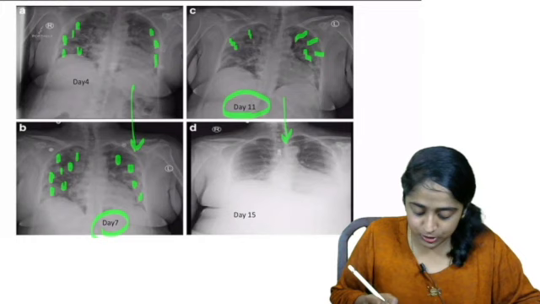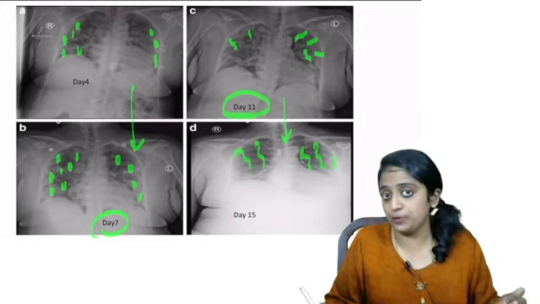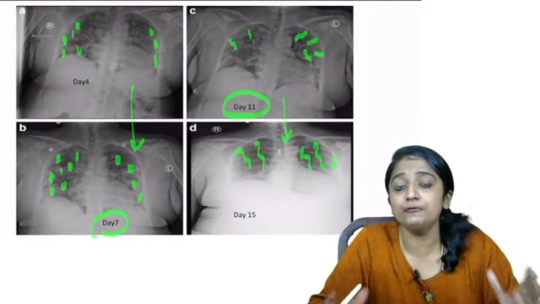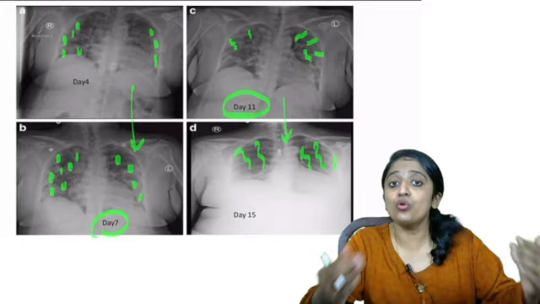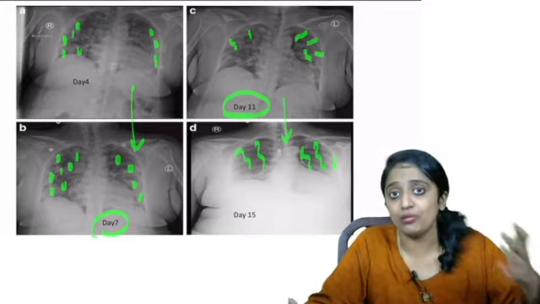And by day 15, more of the opacities have resolved. There is a resolution of opacities. So, this shows that even when the lung is filled with infiltrates, in due course of time, if the patient is clinically improving, the opacities can resolve.